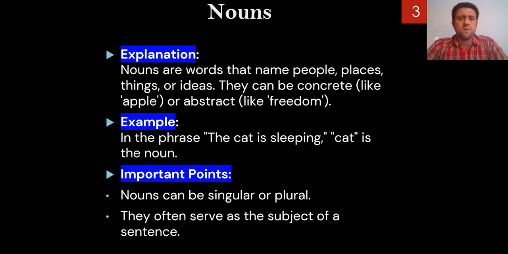So the first word is nouns. Nouns are words that name people, places, things, or ideas. They can be concrete, like apple, or abstract, like freedom. As an example, in the phrase "the cat is sleeping," cat is a noun. Important points about nouns: nouns can be singular or plural. They often serve as the subject of a sentence.